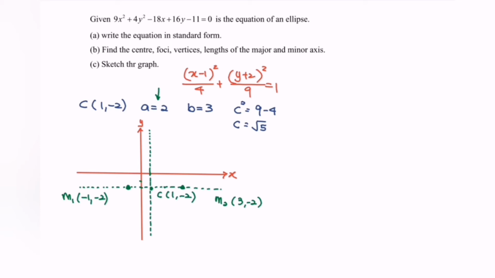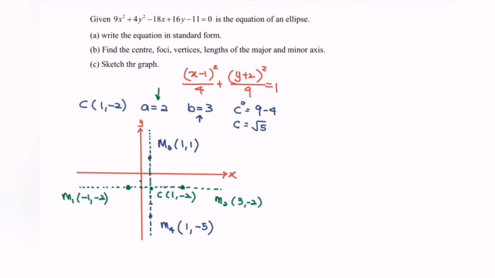Next, we have b, which means that we are moving up and down for 3 units. Moving up for 3 units, from negative 2 we reach 1. The major vertex is 1, 1. Then move downwards for 3 units, so we will have 1, 2, and 3. So the other major vertex will be 1, negative 5.